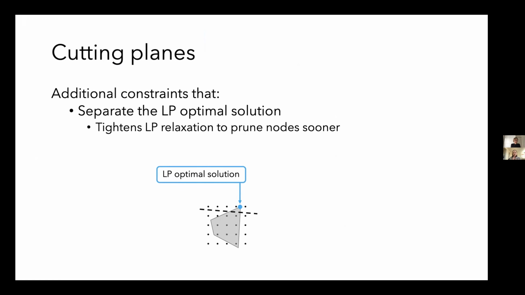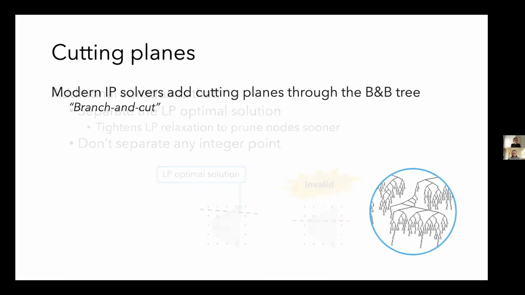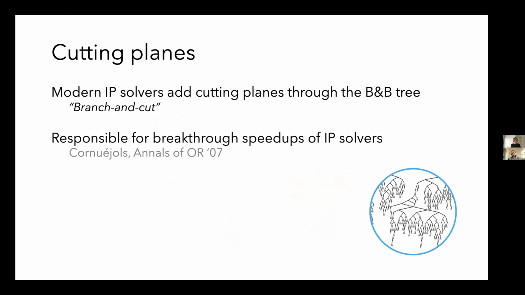The intuition is that this will tighten the LP relaxation, which will allow you to prune nodes sooner in your search tree. And second of all, cutting planes should never separate away any integer point, because then you'd be in danger of separating away the optimal integral point. Modern integer programming solvers add cutting planes throughout the branch and bound tree, and we call the resulting algorithm branch and cut. And as Cornuéjols writes, these cutting planes are in large part responsible for breakthrough speedups of these modern integer programming solvers.